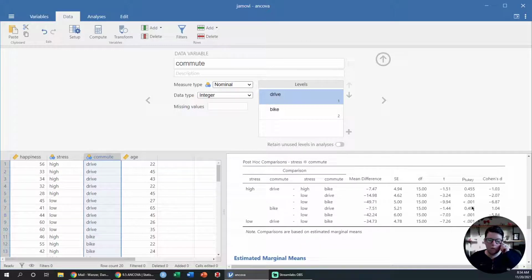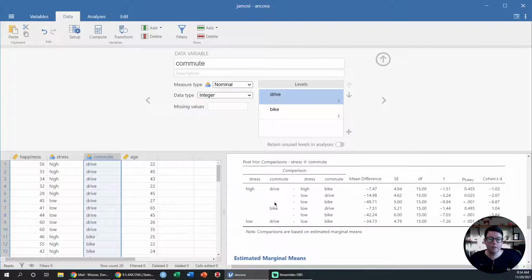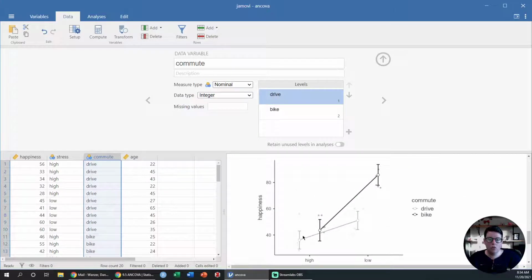So we see that there's a significant effect of high stress and drive on low stress and drive. So there's a significant difference here, not increase because it's not within subjects. I would guess high drive and low bike. Yep, high drive and low bike. That's a big effect, big difference.